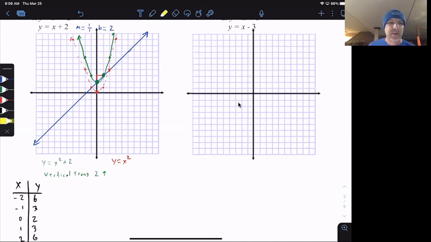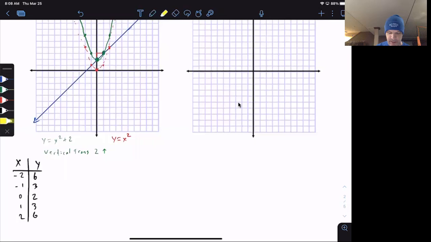Now, once we have the graph, we're looking to see where the two graphs intersect. We can see where they intersect. Our solutions are at 0, 2, and at 1, 3. Those are our solutions because that's where they intersect. That's right here and here. You can see that's where the lines meet.